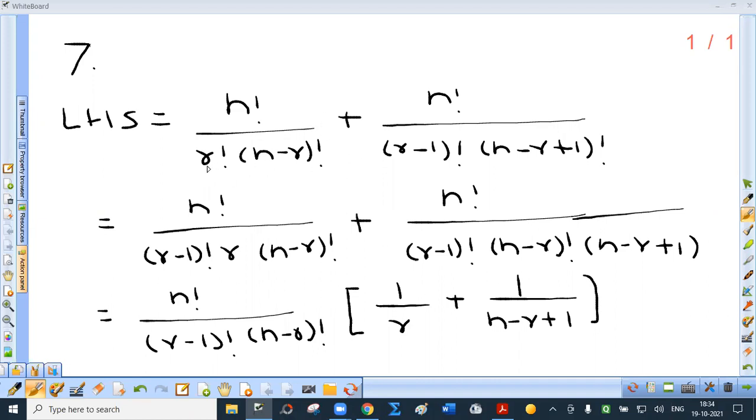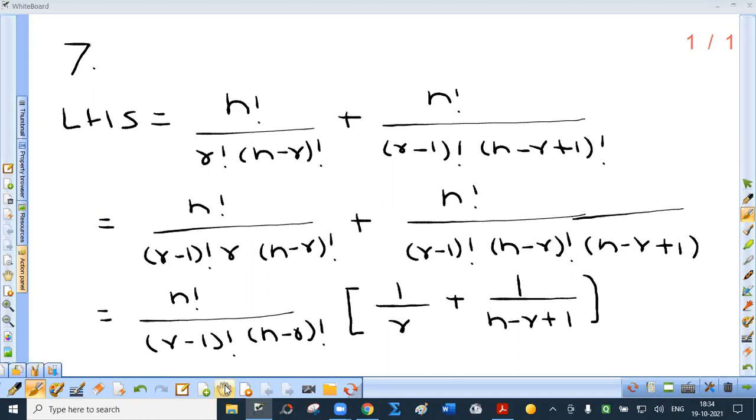Now, which is greater, r or r minus 1? r. So r factorial is r minus 1 factorial into r. This is quite logical. Factorial of any number is factorial of 1 less multiplied by that number. Which is greater, n minus r or n minus r plus 1? Obviously n minus r plus 1. Factorial of greater is factorial of 1 less multiplied by that number.